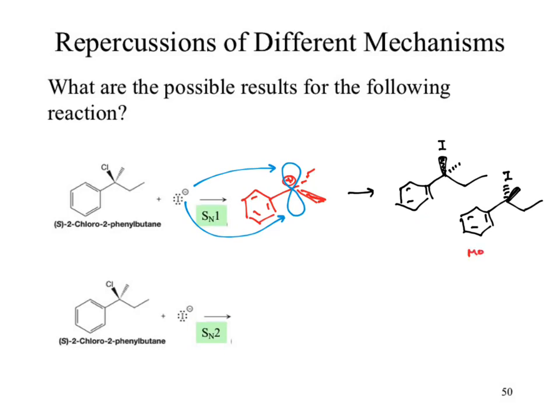We get more of this one. Why do we get more of that one? Because if you come from the top, the leaving group's in the way. Is the leaving group in the way in the SN1 mechanism? No, because it happens at different times.